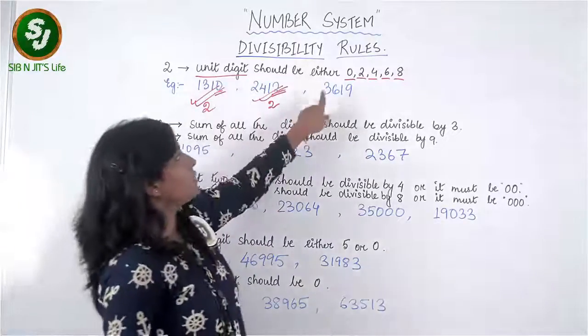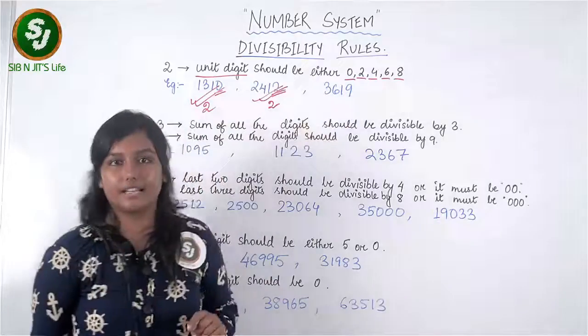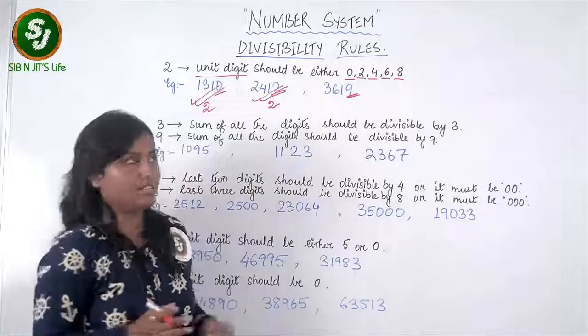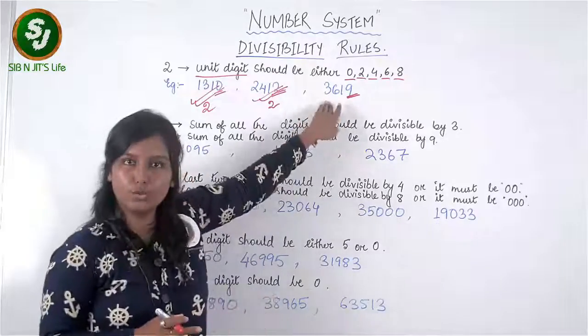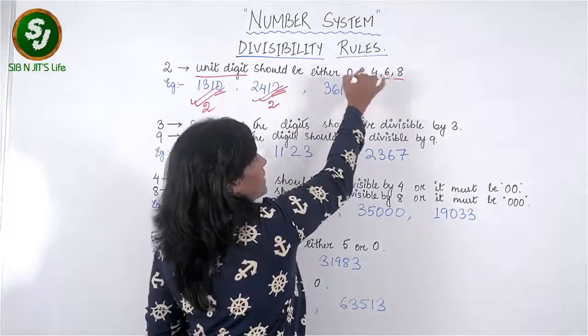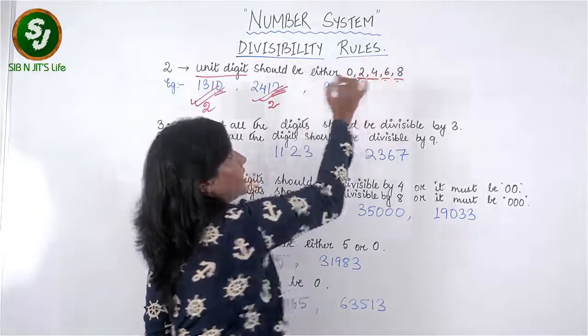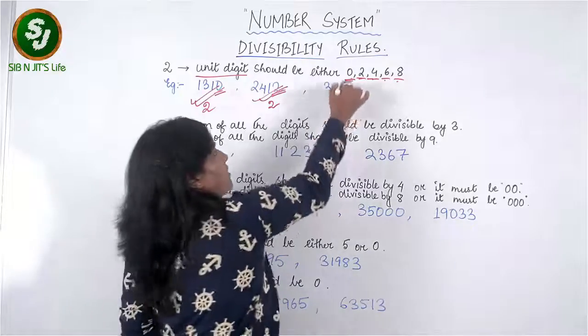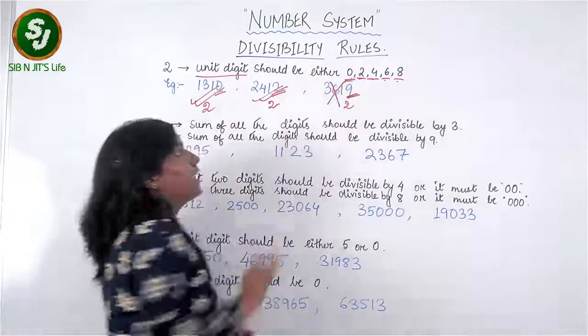The next number is 3619. So check the unit digit, it is 9. So is this number divisible by 2? No. Why no? Because we don't have 0, 2, 4, 6 or 8 in the unit digit. We have a 9 here. So this number is not divisible by 2.